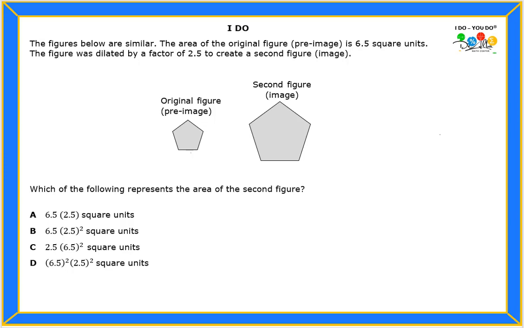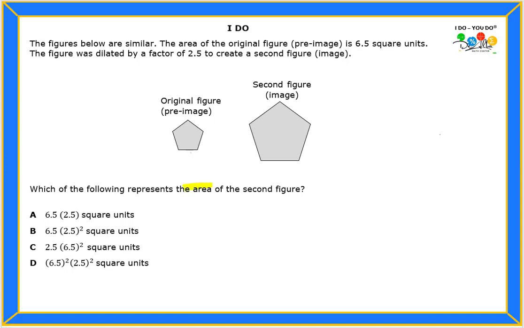Hello students, let's read the problem. It says, the figures below are similar. The area of the original figure, pre-image, is 6.5 square units. The figure was dilated by a scale factor of 2.5 to create a second figure, image. Which of the following represents the area of the second figure?